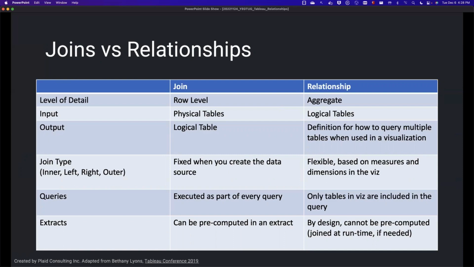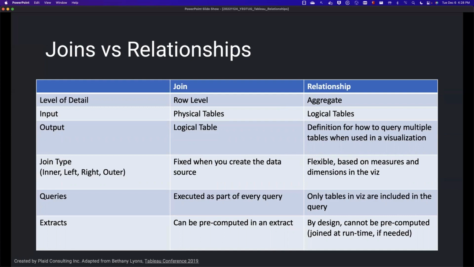In relationships, the level of detail of them is aggregated as you go. The input to them is logical tables, which we'll talk about in a bit. The output is a definition for how to use those tables, but the joins are actually created based on what's on the visualization and implemented on the fly.